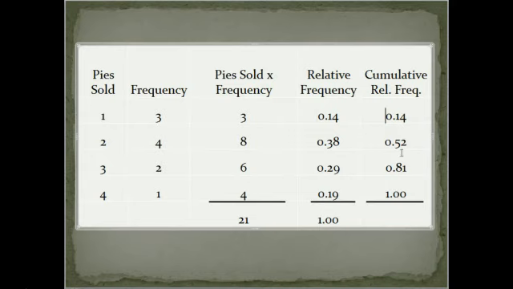And this just gives us another way of looking at the data. One way you might interpret this is to say 81% of the time we sell 3 or fewer pies, and that might be some useful data. And that's all there is to calculating and creating a relative frequency and a cumulative relative frequency table.